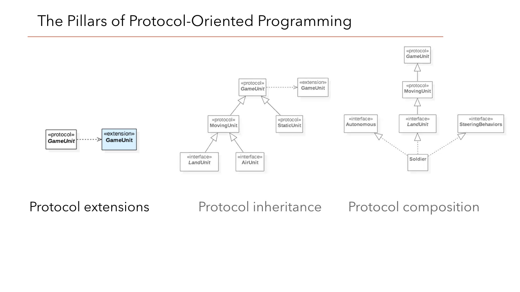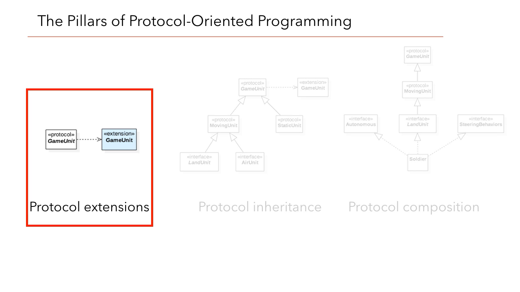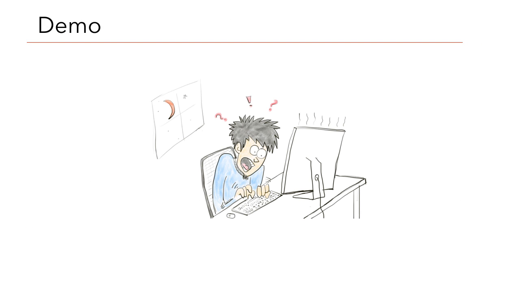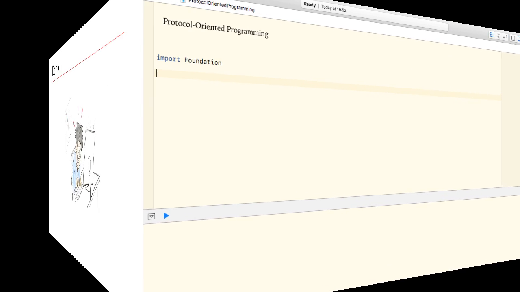First, let's explore protocol extensions. In the following demo, we are going to define a game unit protocol and 3 different implementation classes which adopt this protocol. I am going to show you how protocol extensions help us write less cluttered code. Alright then, let's switch to Xcode.